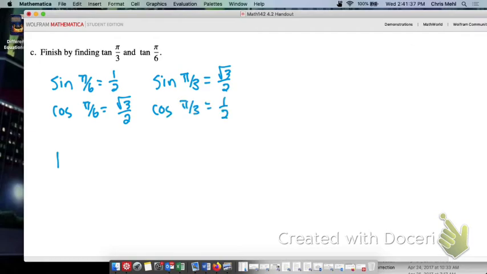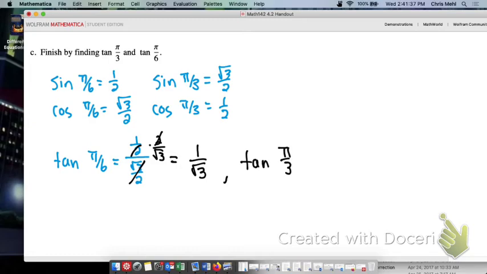So now if I want to do tangent of pi over 6, that's sine divided by cosine. So I get 1/2 divided by root 3 over 2. Dividing by a fraction is the same as multiplying by the reciprocal. So I'll just cross off the root 3 over 2 and instead multiply by 2 over root 3. And the result becomes the 2's cancel and you get 1 over the square root of 3. So there's your tangent pi over 6.